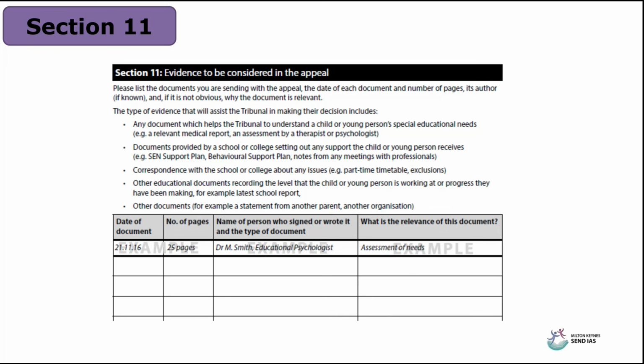You should try to send all of your evidence in with this form, but if you are waiting on a report or other evidence, you will have the opportunity to send this later. Once your appeal has been received by the tribunal service, they will send you a letter stating the deadline for you to send in any extra evidence. Once all of these sections are complete, you can send your appeal to the tribunal service.